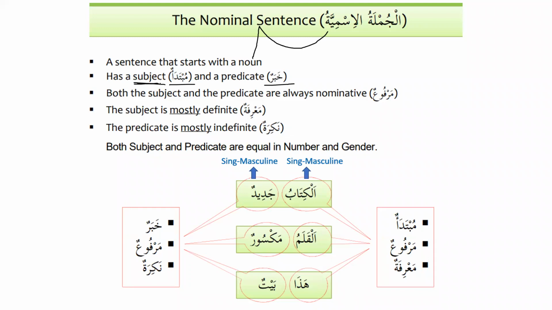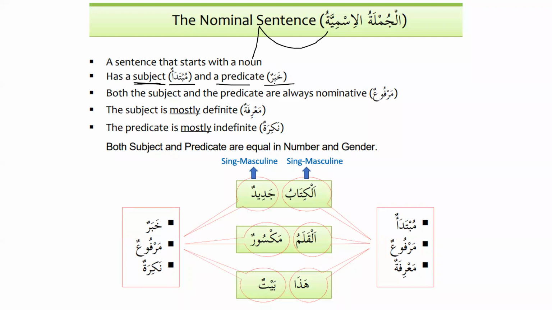For example, when we say hadha, when we say this, now it is mubtada'un, it's a subject. Now you are waiting for the news, for the khabar. When I say hadha, the meaning is not clear. But when I say hadha kitabun, then the meaning is clear, and it becomes a complete nominal sentence. And the second part is called predicate or khabarun.